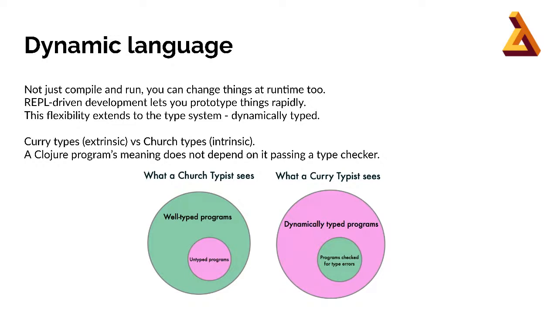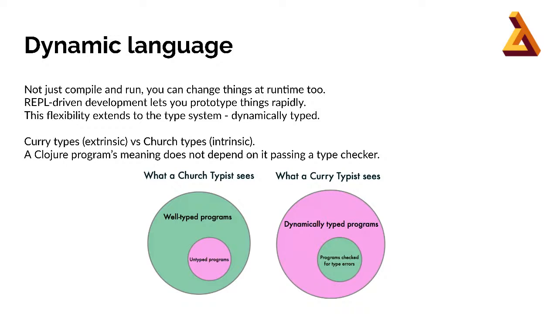So there's a distinction to draw between Curry types and Church types. Let's put it this way: stuff like Java or Scala would be using Church types. So the types are intrinsic to the whole language. There's no such thing as using the language without types. It doesn't make any sense. Whereas Curry types are more extrinsic, basically. So you don't need to pass any kind of type checker to make things work. It'll do whatever it wants, and it'll try its best to do stuff.